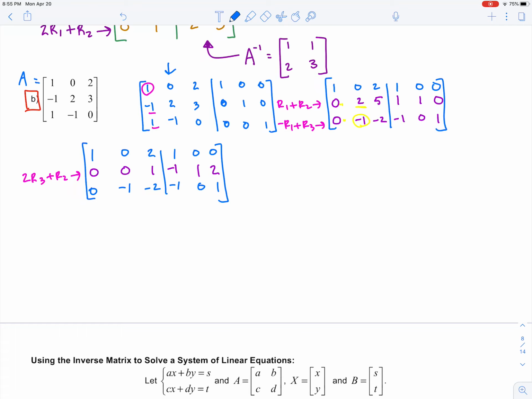Okay, so what was great about that last step is that we got a 1 right here. And we can use that 1 to take out this 2 and this negative 2. Because there are zeros elsewhere in the row, it won't mess up any of the other 1s or zeros that we already have. So let's go ahead and do these steps. So I'm going to do negative 2 times row 2 plus row 1. And I'm going to do 2 times row 2 plus row 3. Okay, so this is going to get us a lot of zeros, which is great.